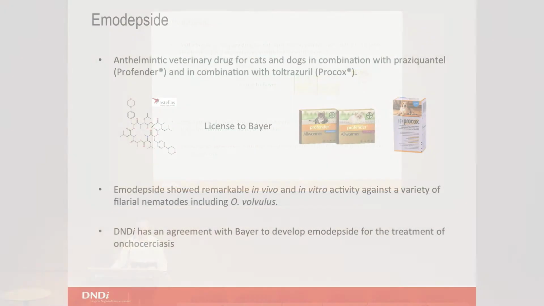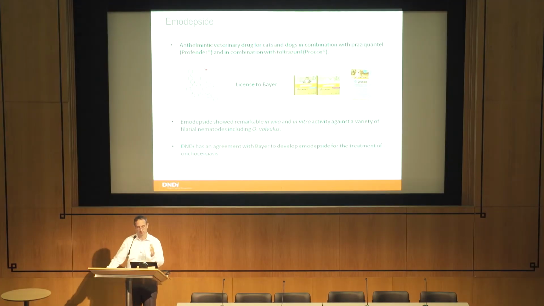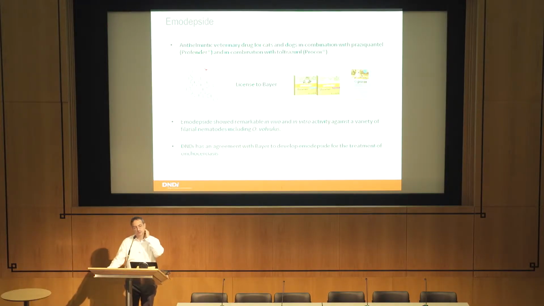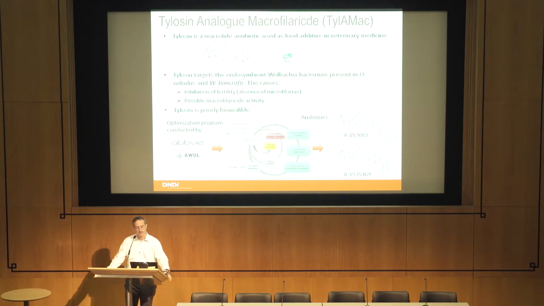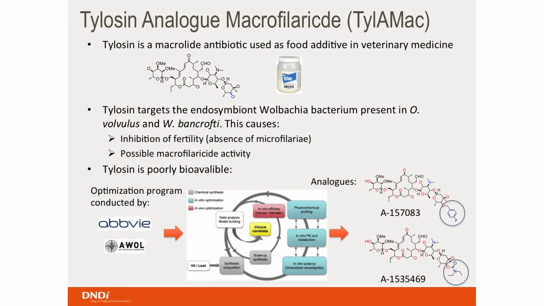So what is emodepside? Emodepside is a veterinary drug which was discovered by Astellas and licensed to Bayer, and it's on the market at the moment for deworming cats and dogs. It's sold in combination, and the brand names are Profender or Procox. This drug has activity against several filarial species, including Onchocerca volvulus. We have a partnership with Bayer to develop this drug, which is currently in phase 1. The other one is a tylosin analog macrofilaricide called TylAMac. This work was conducted by AWOL and AbbVie.